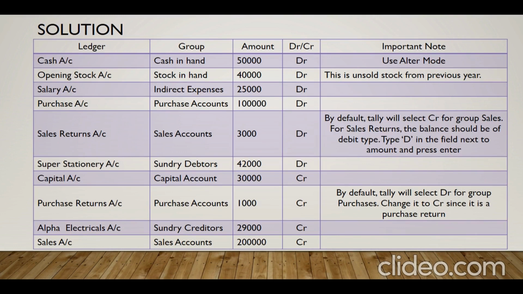Notice the type of balance for the ledgers sales returns and purchase returns account. By default Tally will select the type of balance for sales returns as credit type balance, but during ledger creation you need to change it to debit type. Similarly, for the ledger purchase returns account, Tally would select the type of balance as debit type balance, and you need to change it to credit type balance.